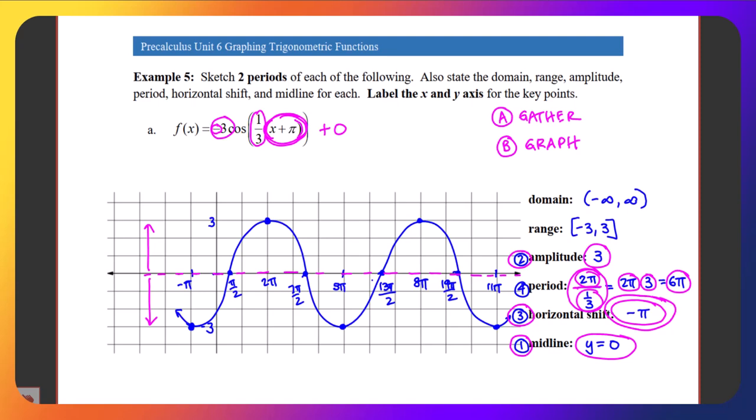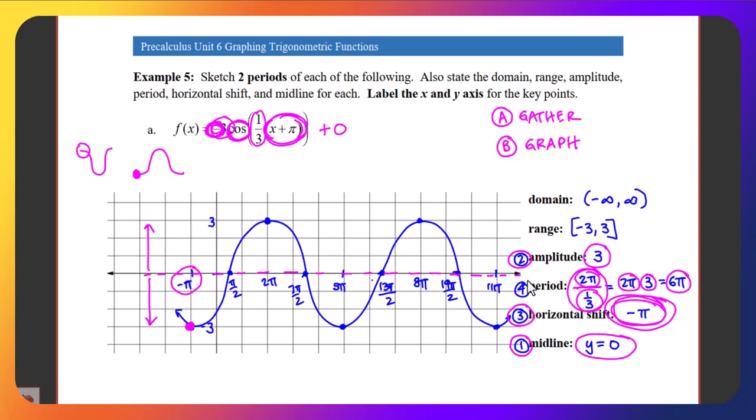So I have a cosine graph that's upside down or flipped, moving to the left pi. Cosine is normally this, the flip looks like this, and I'm going to start this to the left pi. So if I call one box pi, this is going to be negative pi, and I'm going to start my cosine graph here at a low point instead of at a high point.